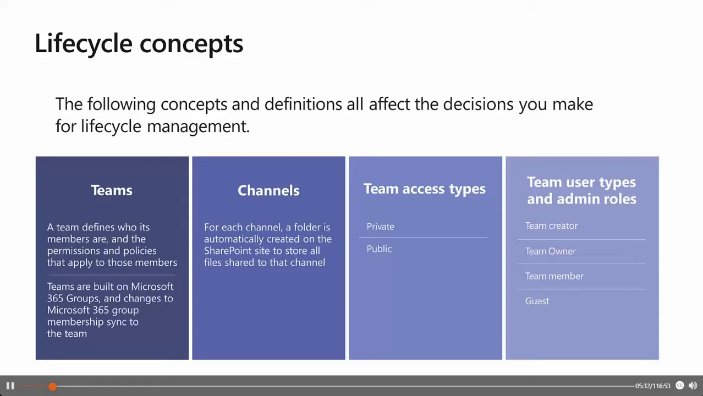On the other hand, we have the team access types. So we have basically two team access types. The first is private, the second one is public. Private teams are restricted to team members approved by the team owner. This is a typical setting for project teams and virtual teams in a large organization. Public teams, on the other side, are open for anyone in the organization to join directly.